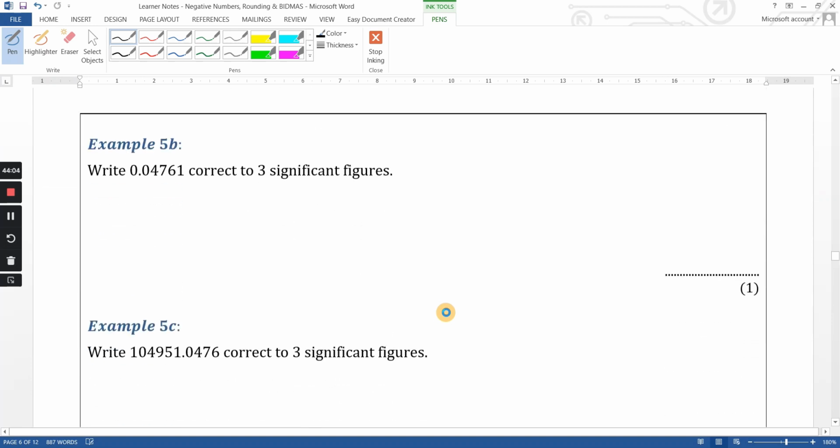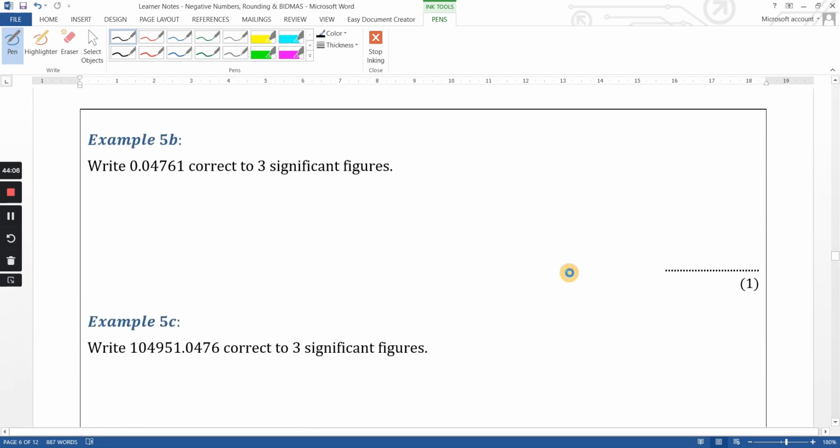Oh, let's try significant figures. So it's slightly different. I'm going to write the number again. This time for significant figures, you start from this side. Okay, so the first number that's not a 0, that's your significant figure. So in this case, you ignore that. This 4 is my first.